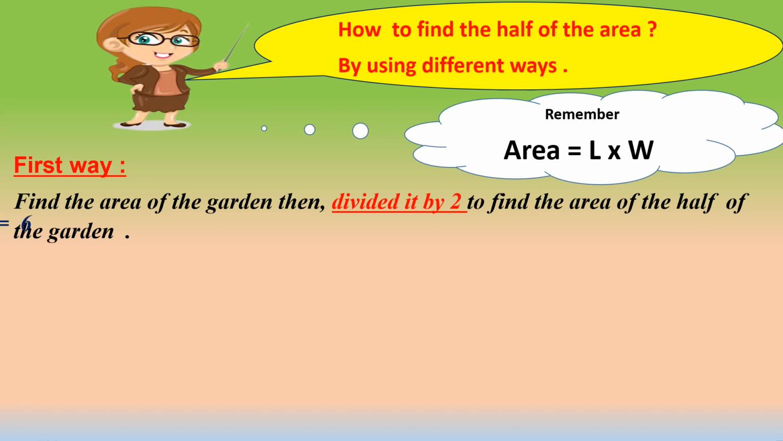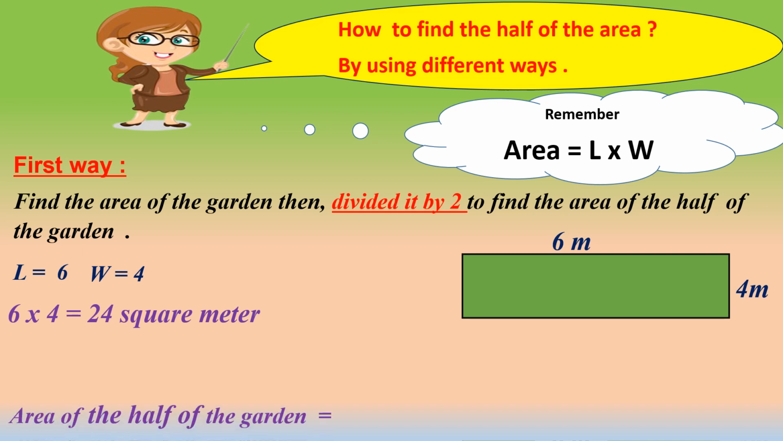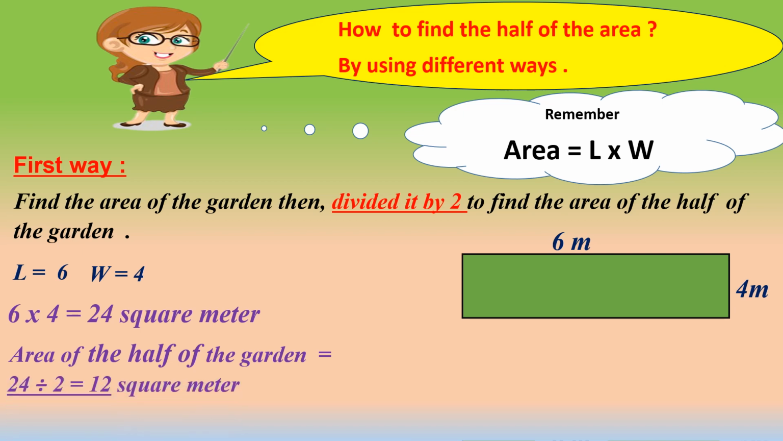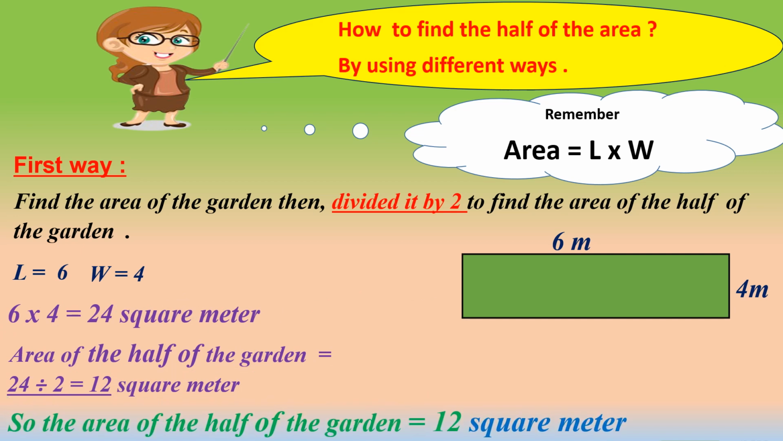Let's see, for example, here. I have a garden. The length of the garden is 6 and the width equals 4. How can I find the area now? The total area? Okay. 6 times 4 equals 24 square meters. Now I want to find the half of the area. So I will take 24 divided by 2. Equals what? It will be 12 square meters. So the area of the half of the garden equals 12 square meters.